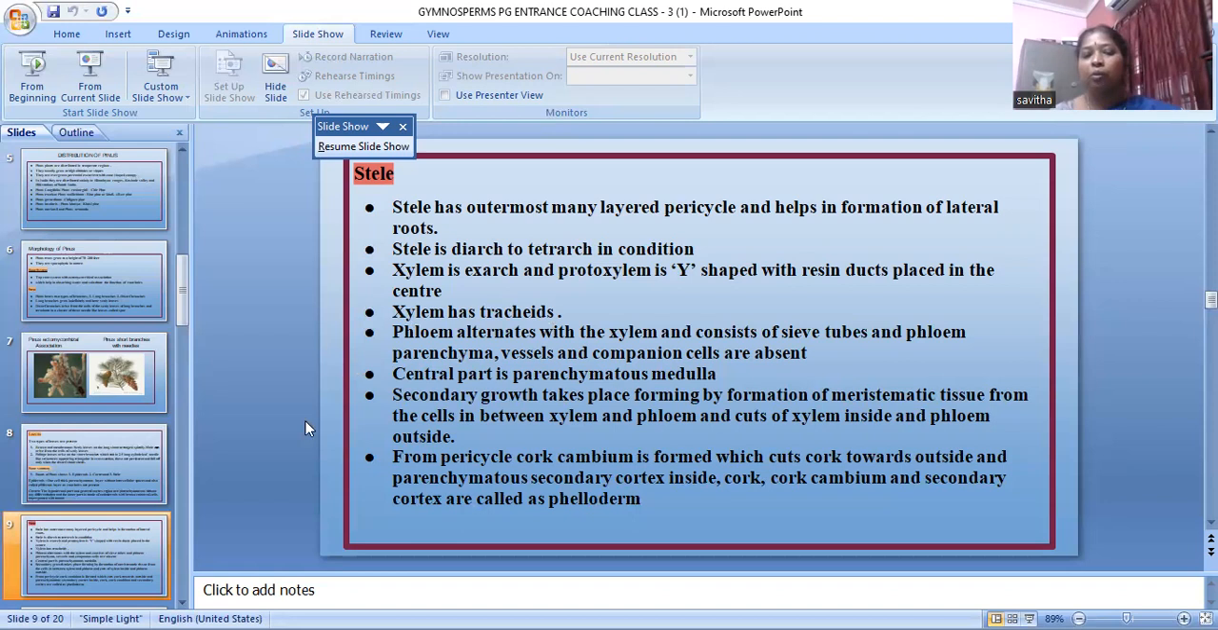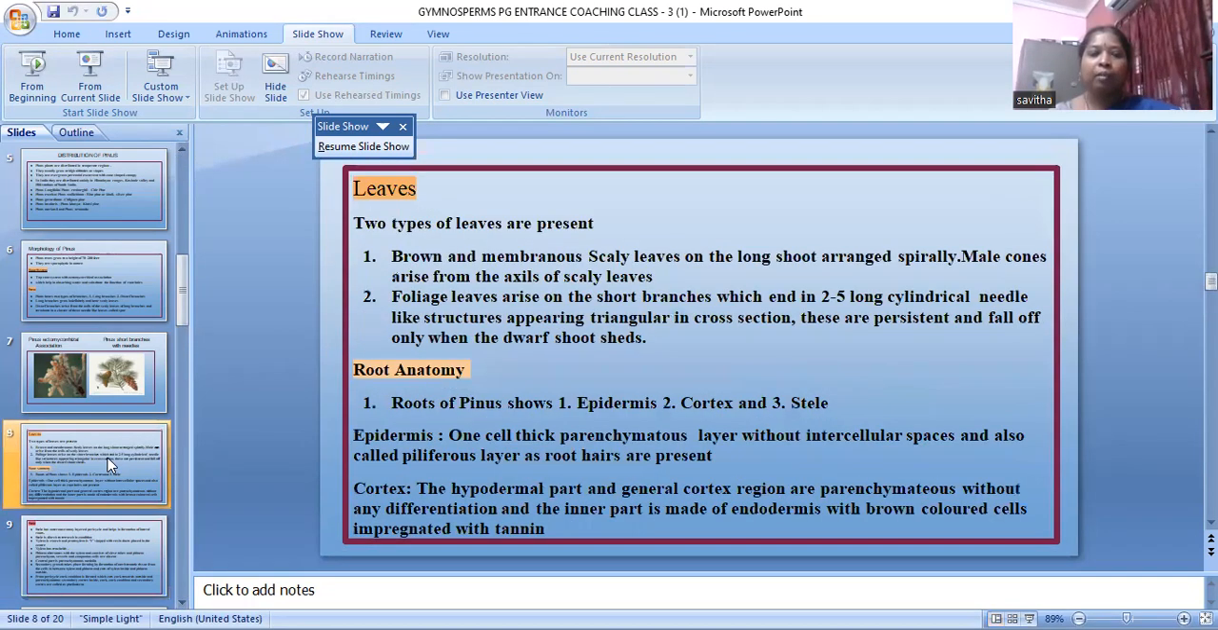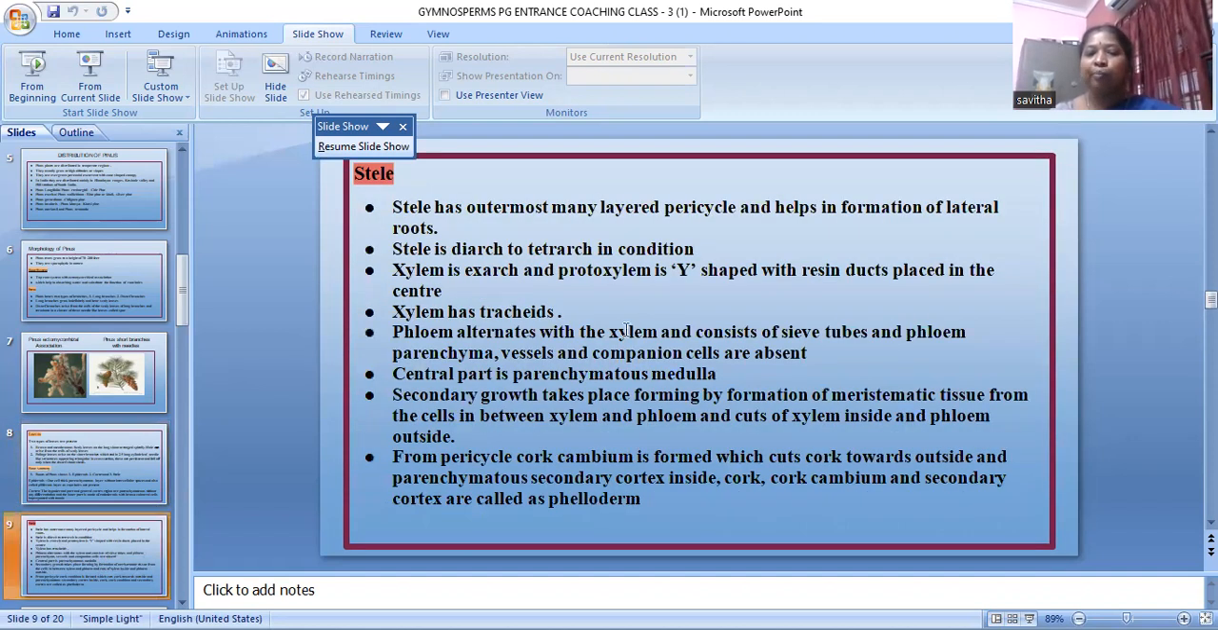So the root is divided into epidermis, cortex and stele. The epidermis is single layered, without any intercellular spaces, and parenchymatous. Because of the presence of root hairs, it is also called the piliferous layer. Next is the cortical portion, where hypodermis and general cortex are not differentiated, and the endodermis is brown colored and impregnated with tannin. The stelar portion is made up of pericycle, which helps in the formation of the lateral roots, and vascular bundles.